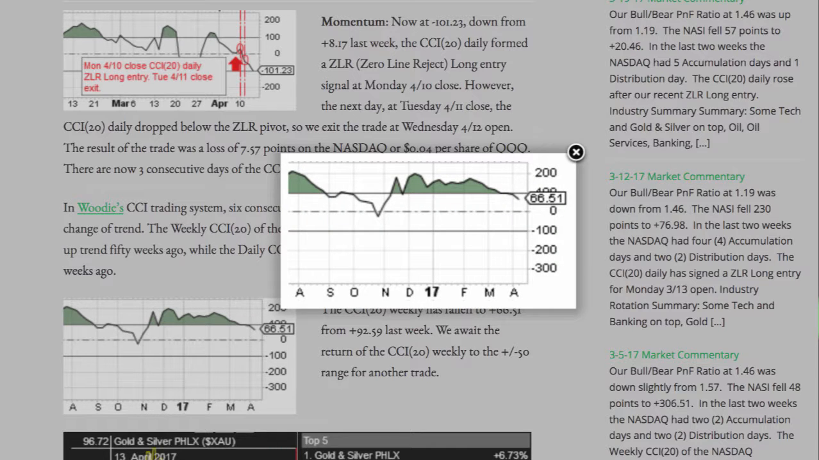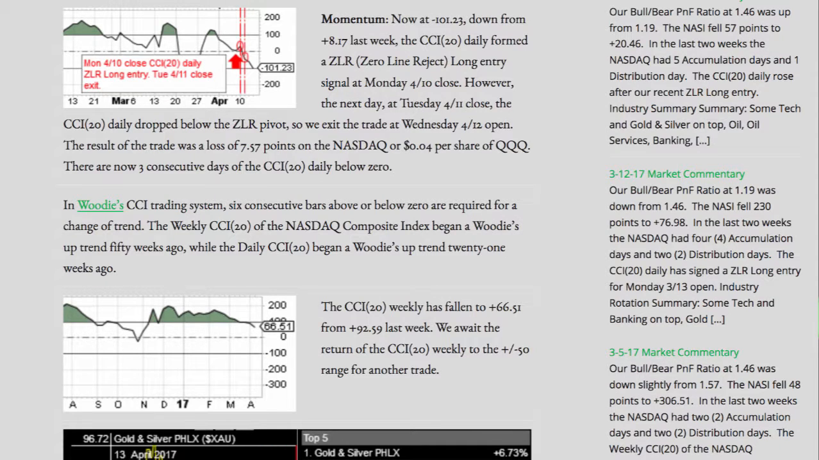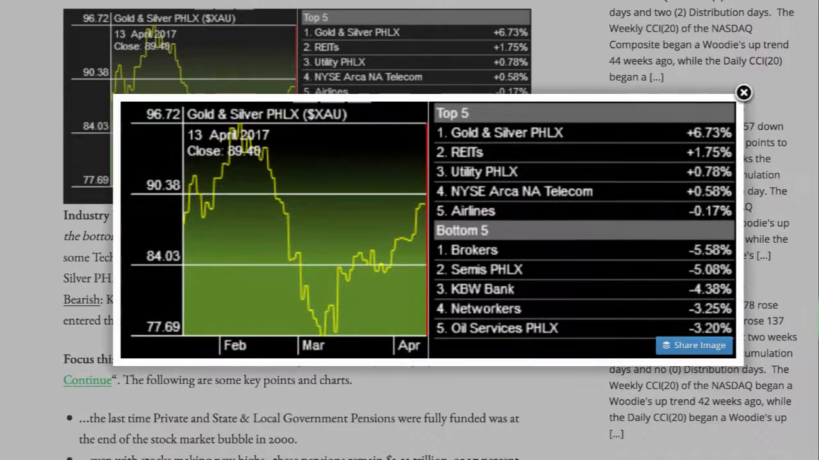The CCI20 weekly has fallen to a positive 66.51 from a positive 92.59 last week. We await the return of the CCI20 weekly to the plus or minus 50 range for another potential trade. Industry rotation the last 2 weeks.